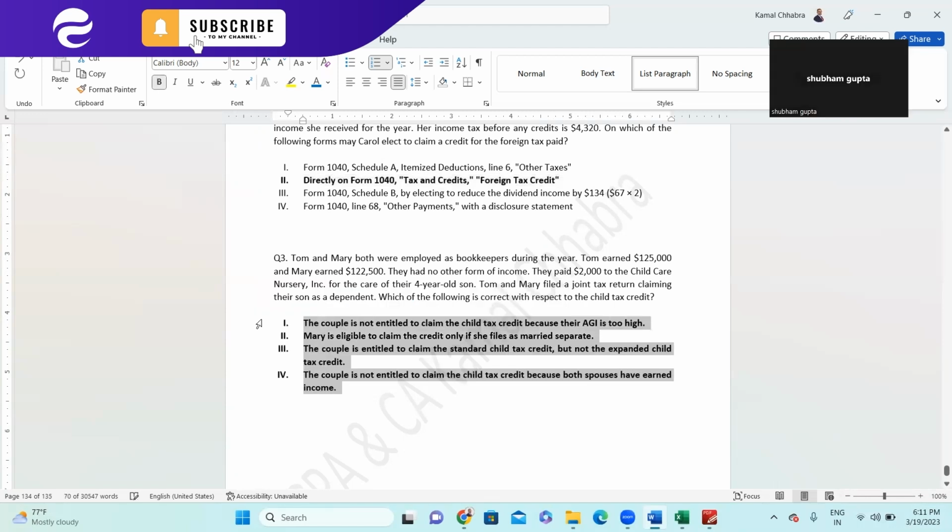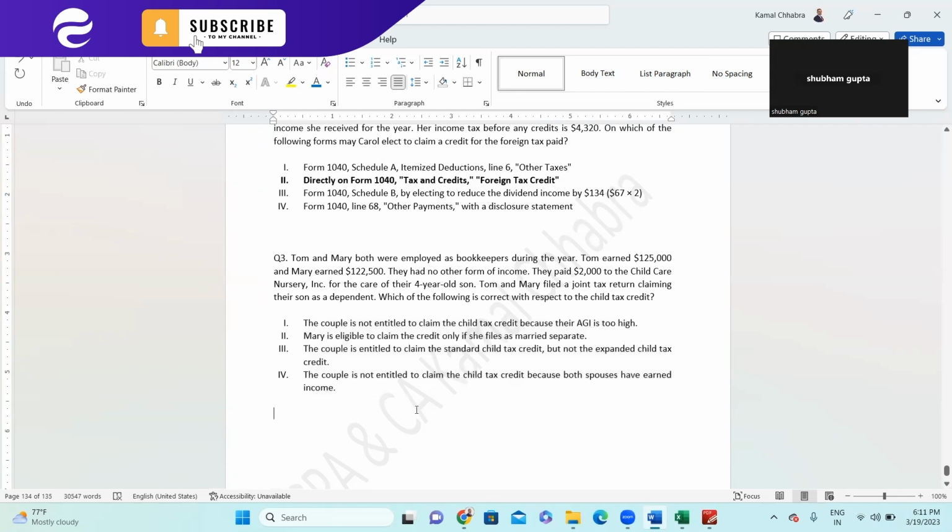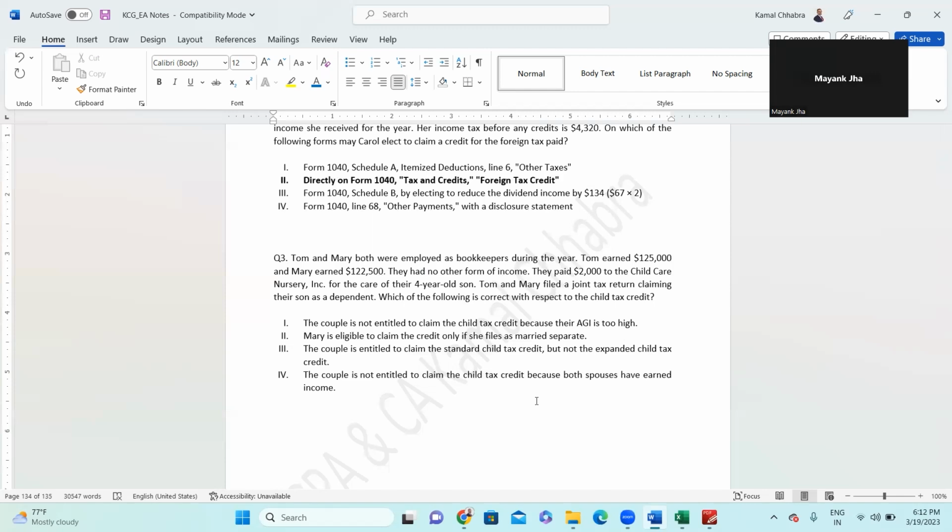Option third is also wrong because they cannot claim the expanded credit, because their AGI under MFJ is more than 200,000. No, $200,000 is for individual. For married filing jointly, 400,000. Sir, the fourth option is entitled to claim the child tax credit because both spouses have earned income. So, is it right or wrong?